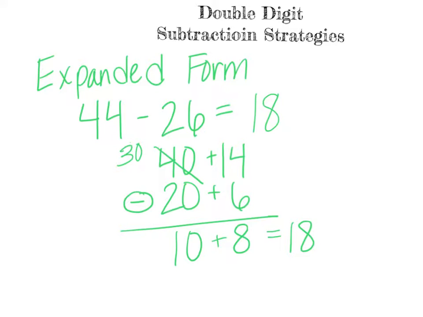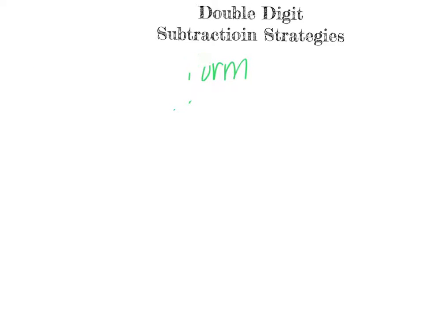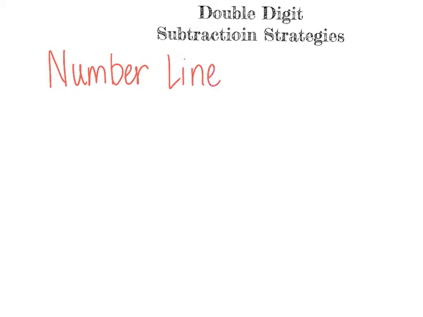Now, I'm going to show you one more strategy for double-digit subtraction. The next strategy that I am going to show you is the number line. I'm going to write number line up here so we know what strategy we are reviewing. So the first problem I'm going to do is 66 minus 29.